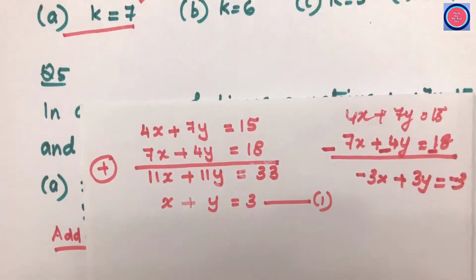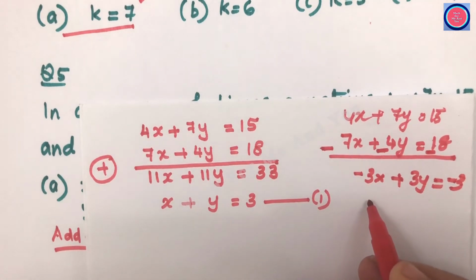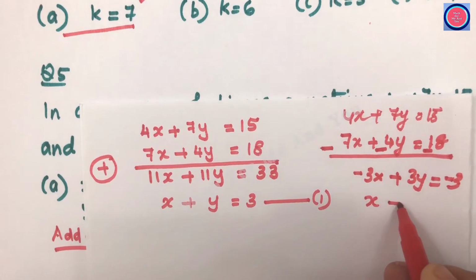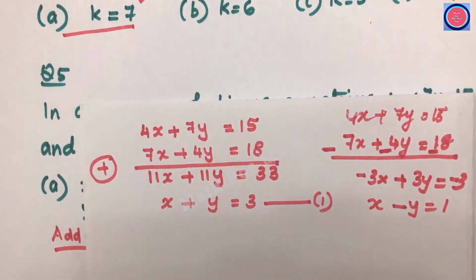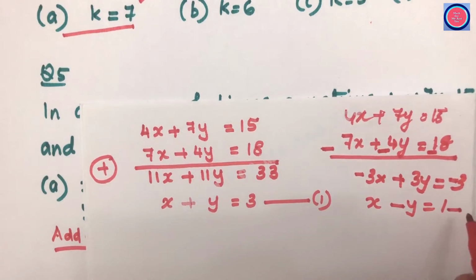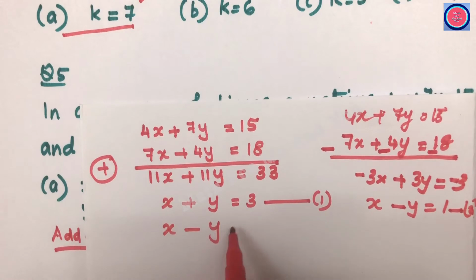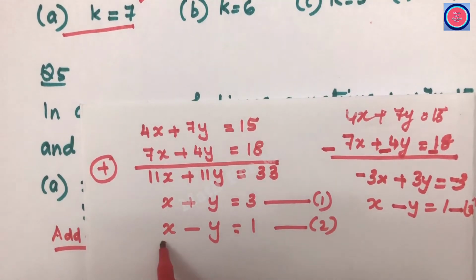Divide throughout by minus 3. Minus 3x divided by minus 3 is positive x. Plus 3y divided by minus 3 is minus y is equal to minus 3 divided by minus 3 is 1. Now we are getting the second equation connecting the variables x and y. Write the second equation just below the first equation and solve. x minus y is equal to 1. This is the second equation. If we add, we can cancel y.